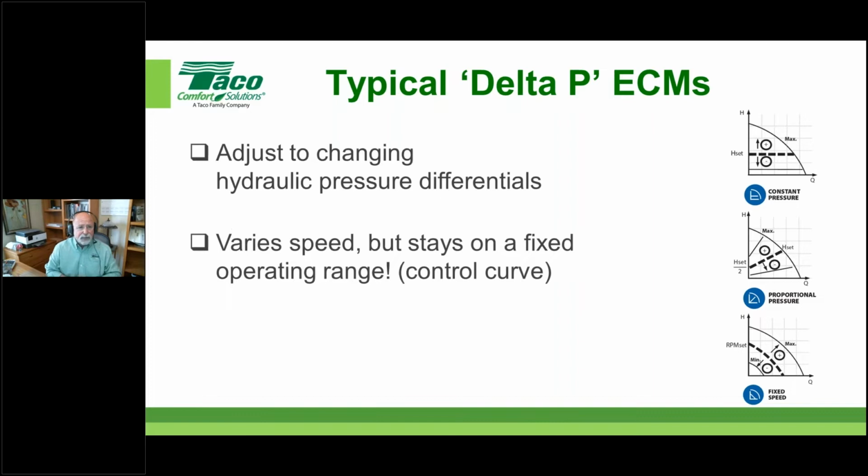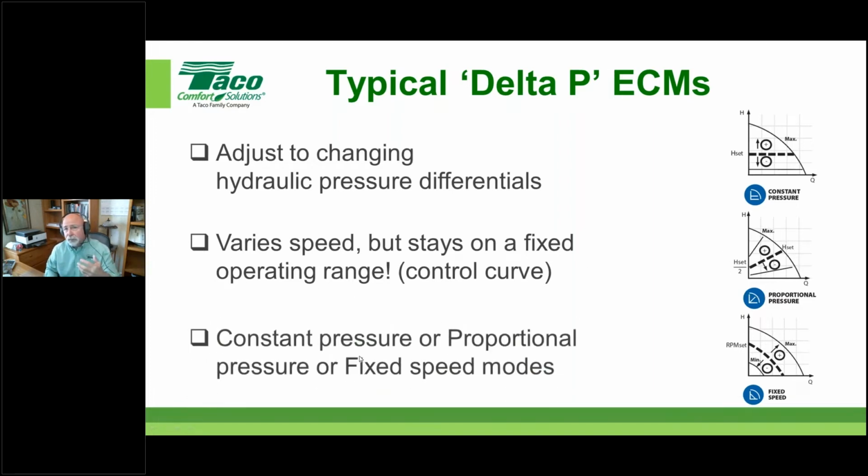The other thing that a delta P circulator, or ECMs generally, will stay on is what I like to call an operating range. That would be this little bold dotted line that I'm showing you here or here. Some people in the commercial world call it a control curve. So just so you know what I'm relating to, the circulator performance curve is this thing over here. These aren't necessarily curves, they're operating ranges.